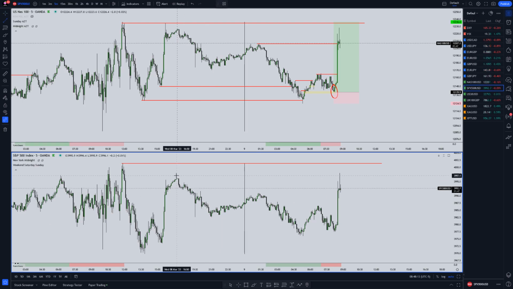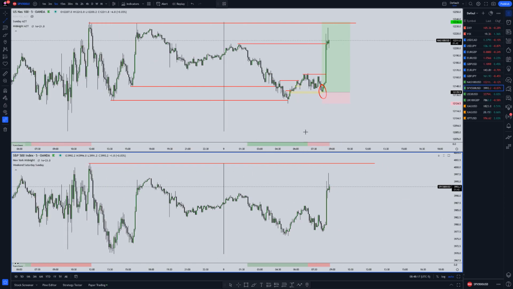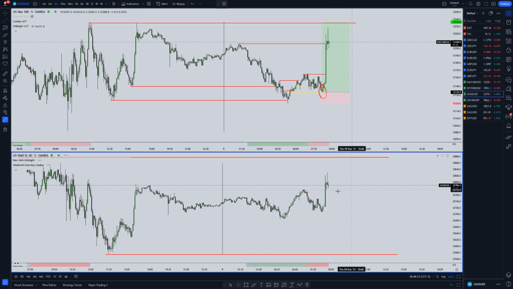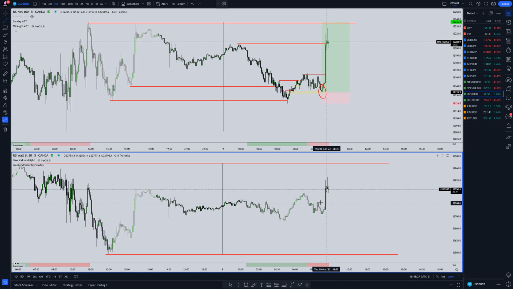Where's this high? So it's here. S&P and Nasdaq look pretty similar in strength, though Nasdaq might be a bit stronger. And if we compare with Dow, Dow looks like it had a smaller bullish pump.